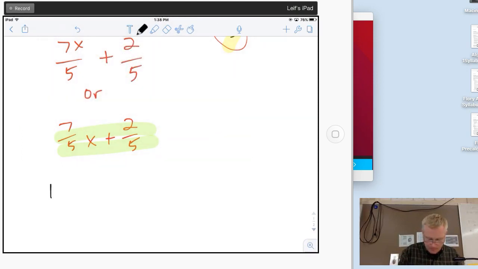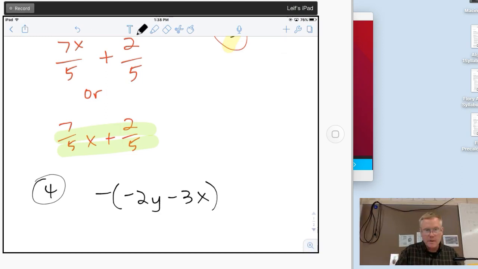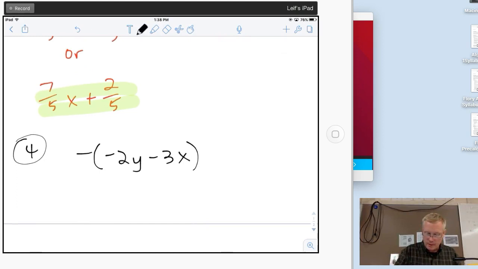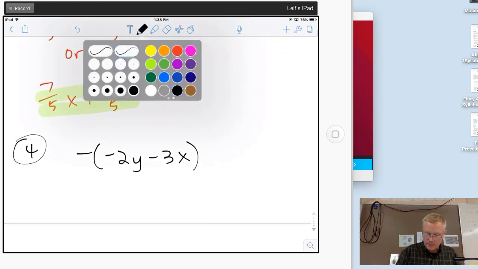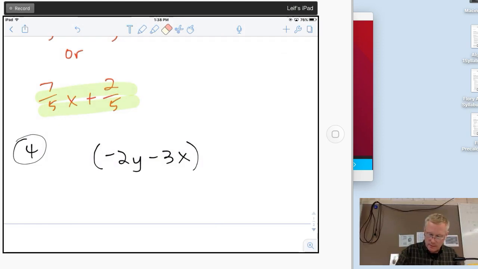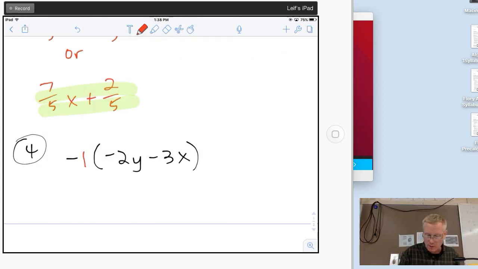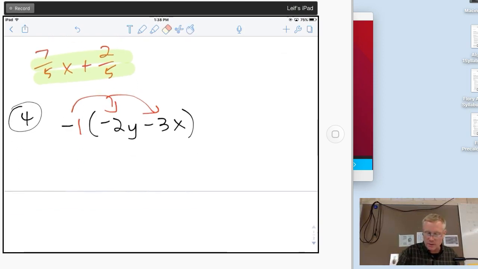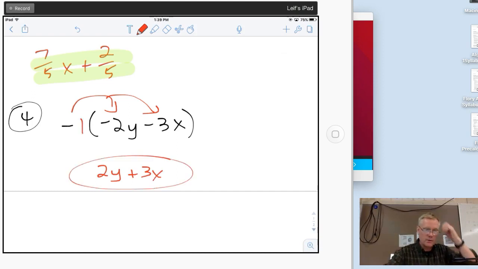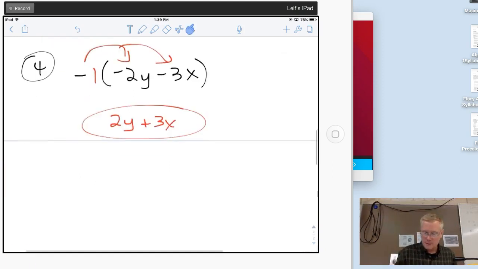Number 4. This one is an important one because it comes up a lot. There's a number that's implied in front of the parentheses there, and it's a 1, okay? So one way to think of this is I have a negative 1. I'm going to multiply both of those things by negative 1. You can also think of it as distributing that negative to both things inside of the parentheses. Either way, I'm going to change the signs and I'm going to get 2y plus 3x, once you multiply that negative 1 times those things. Either way, that's the answer.